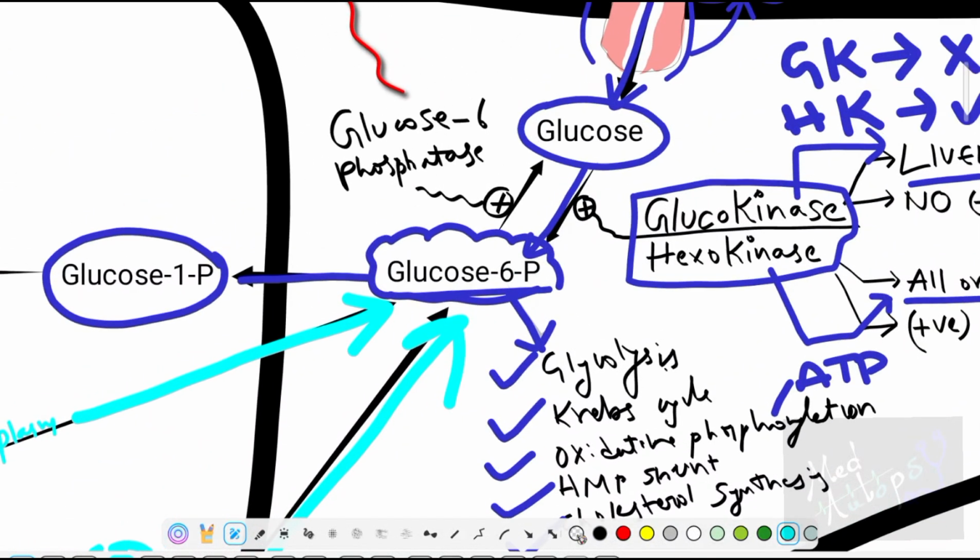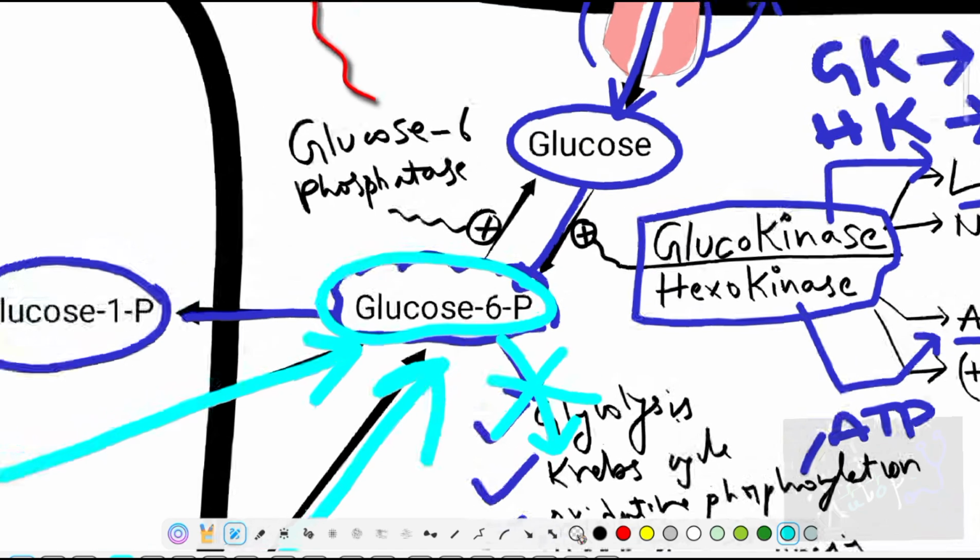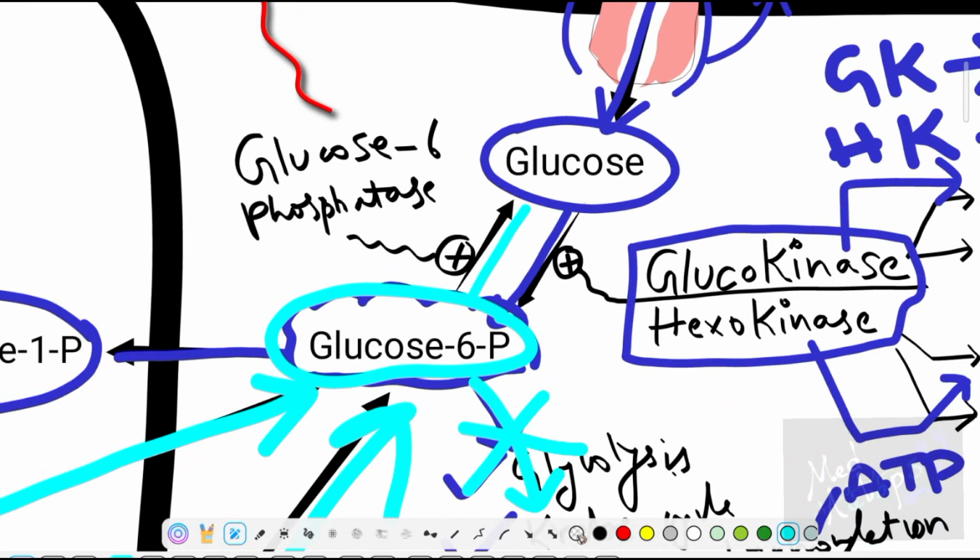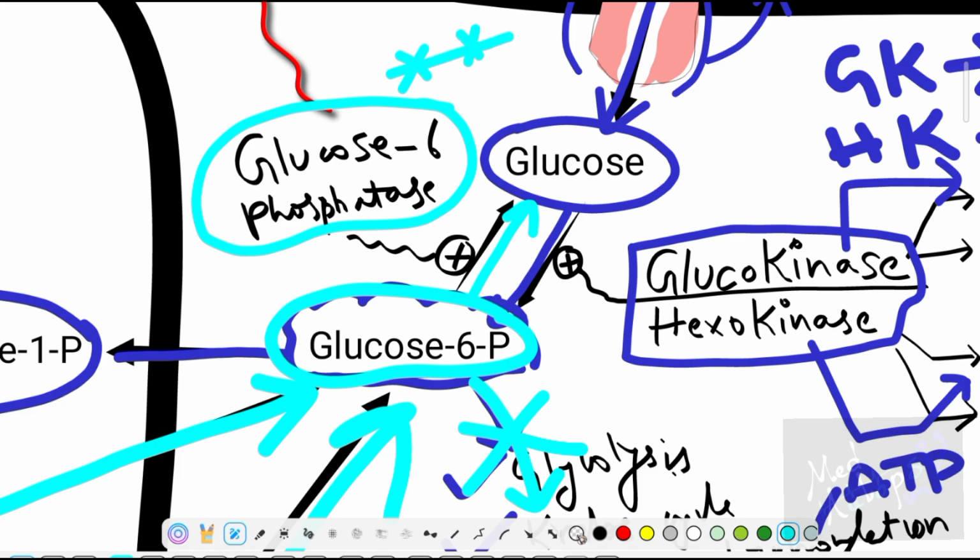This cytoplasmic glucose 6-phosphate, from the lysosome and from the cytoplasm, should not enter into these pathways. So to prevent that, there is one enzyme which takes this glucose 6-phosphate back into glucose by removing one phosphate at the 6th position. This enzyme is very important. It's a rate limiting step.